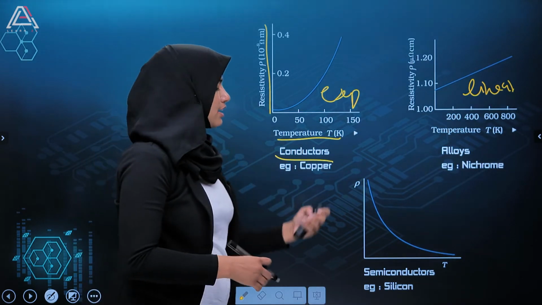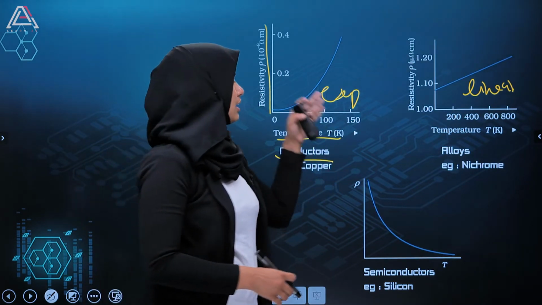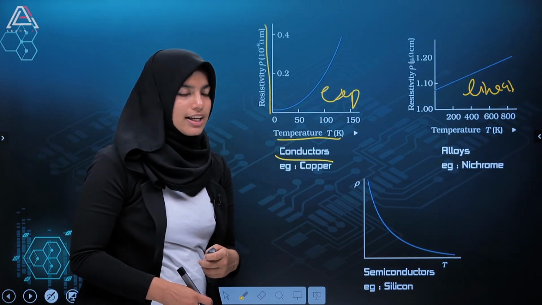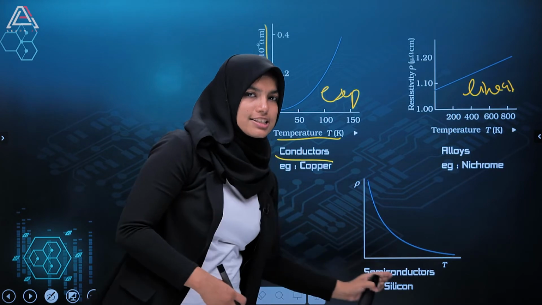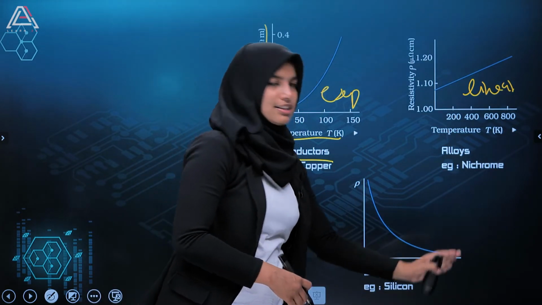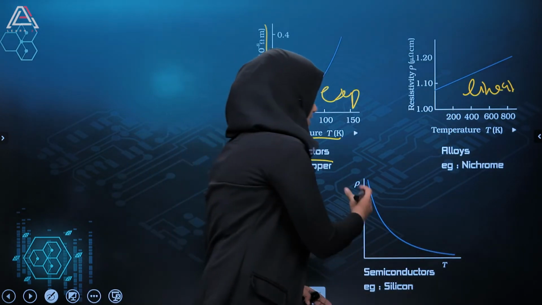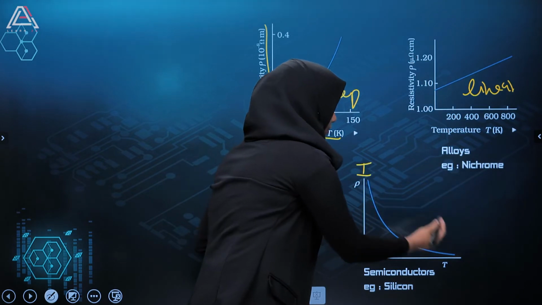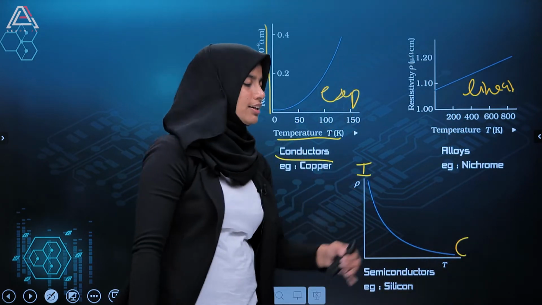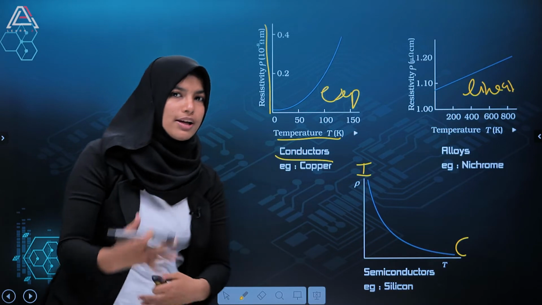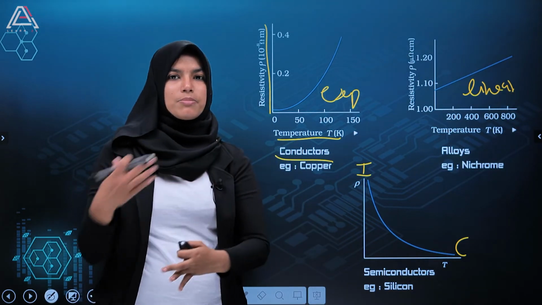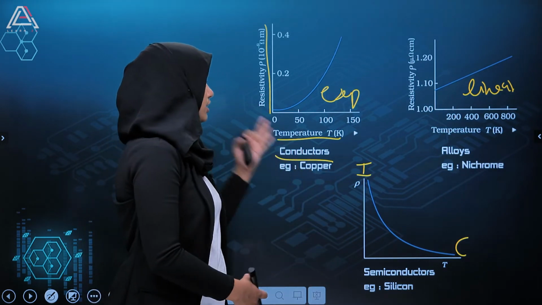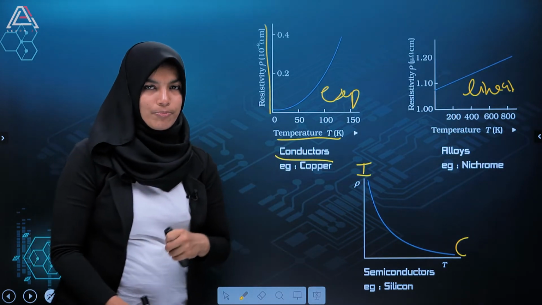Now in the case of semiconductors, it is just the opposite of conductors. That is, as the temperature increases, the resistivity will decrease, indicating the semiconductor will travel from insulator to conductor. It will change to conductivity when the temperature is increased. So these are the three graphs that represent the variation of temperature with resistivity.